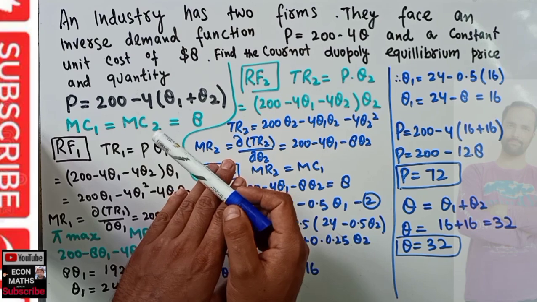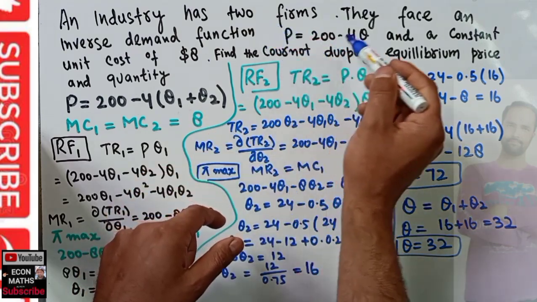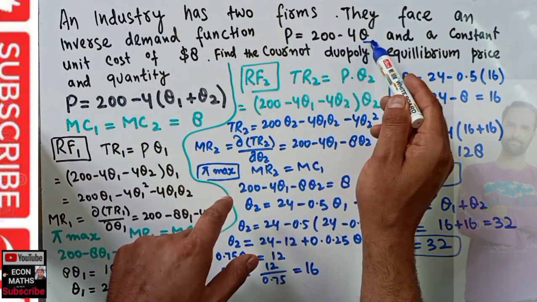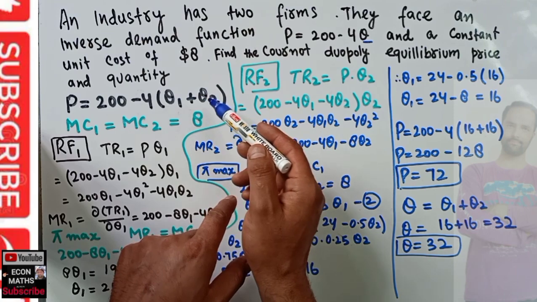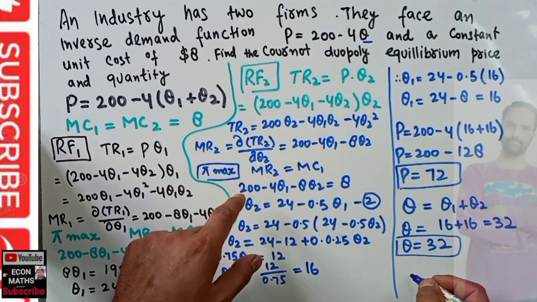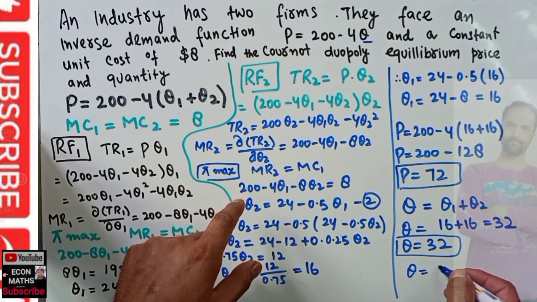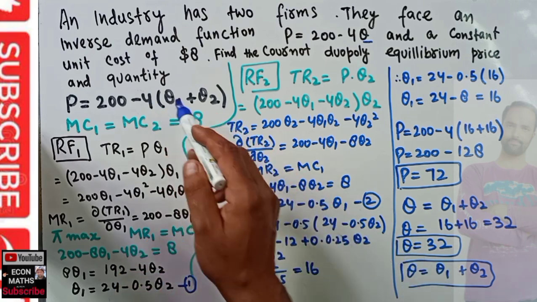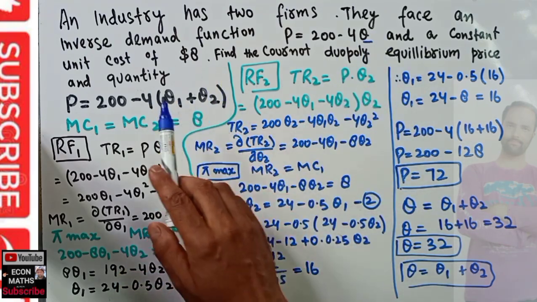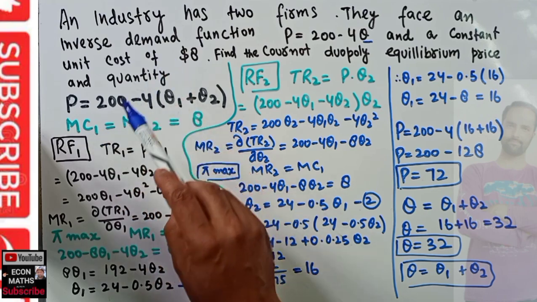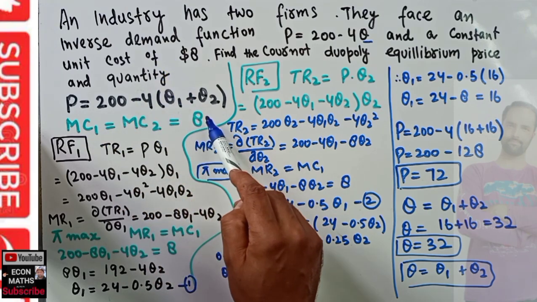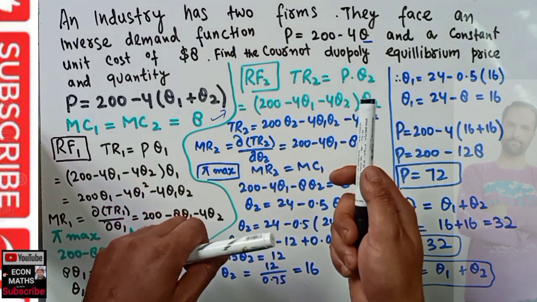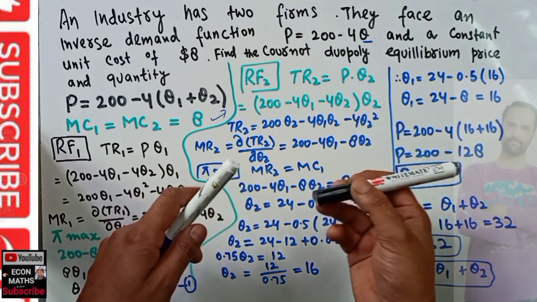Now what are we being given? We are given this demand function, and I have written it here. P is equal to 200 minus 4Q, and in place of Q, I have written Q1 plus Q2. That means industry output Q will be equal to the output of firm 1 plus the output of firm 2. Also, marginal cost of firm 1 is equal to marginal cost of firm 2, which is constant and equal to 8 here.